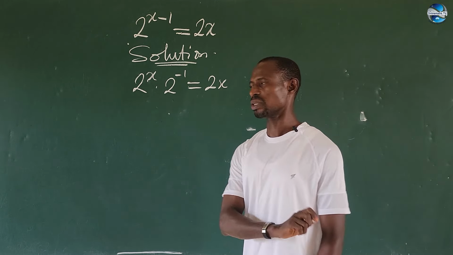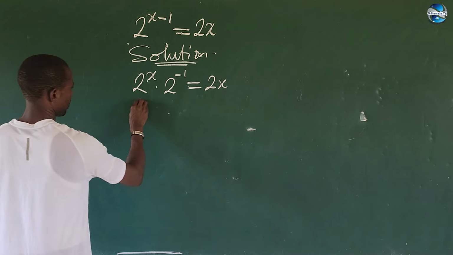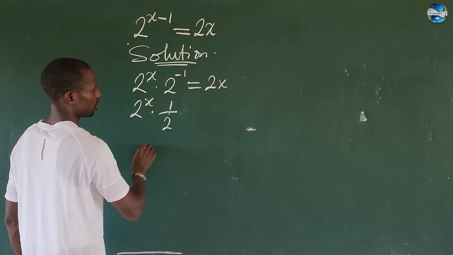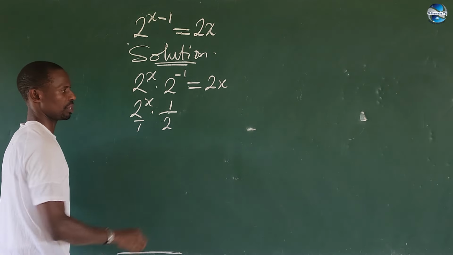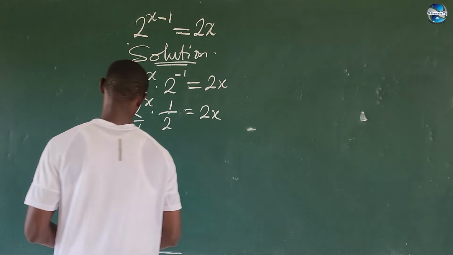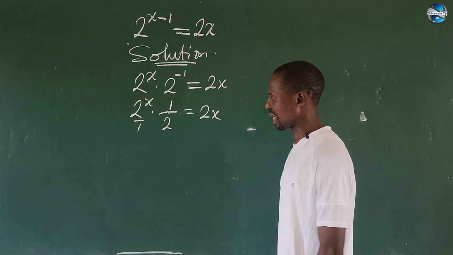Because we're going to take only one of the base number, we can rewrite this as 2 to the power of x times 1 all over 2. This is equal to 2x. Okay? Good. We want to eliminate this, so we have to multiply both sides of the equation by 2.